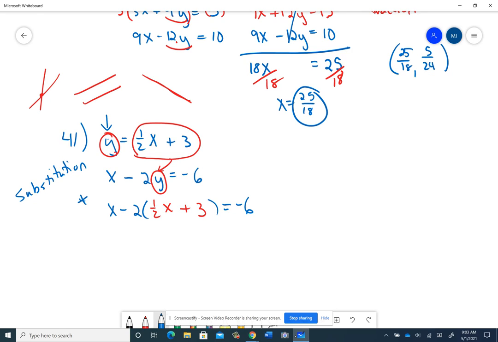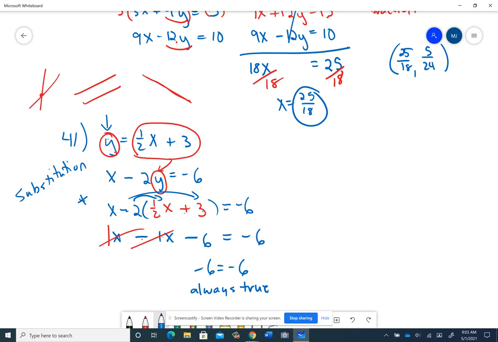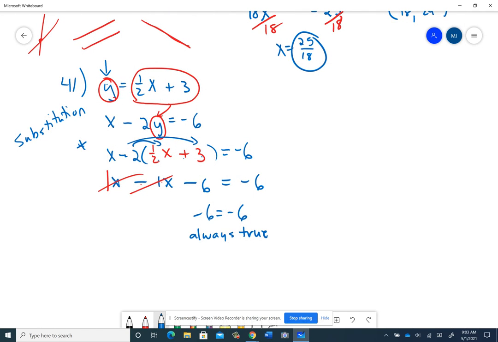So when I do that, I have the parentheses that I have to distribute to get rid of. So -2 times 1/2 would be -1x. -2 times +3 would be -6. And then this is 1x. That's -1x, so that's canceling out. And I wind up with -6 equal to itself, which is always true. This isn't x equals -6 or y equals -6. It's just that. So this is a special case. This means the lines were really the same line.